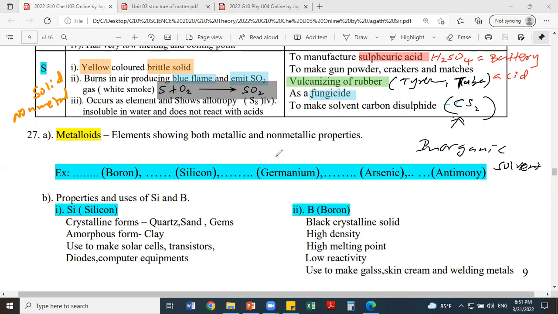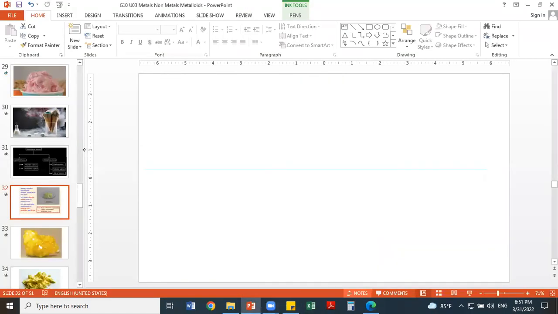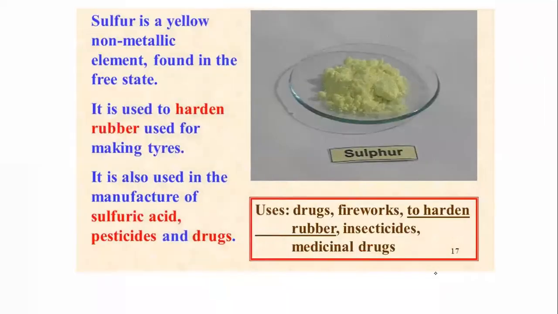The things to remember about sulfur, you will remember this more easily than the text. Look at the screen. Sulfur is a non-metallic element found in the free state, and it's a solid. You can see it's available in your school laboratory. It's yellow. It's a yellow brittle solid.